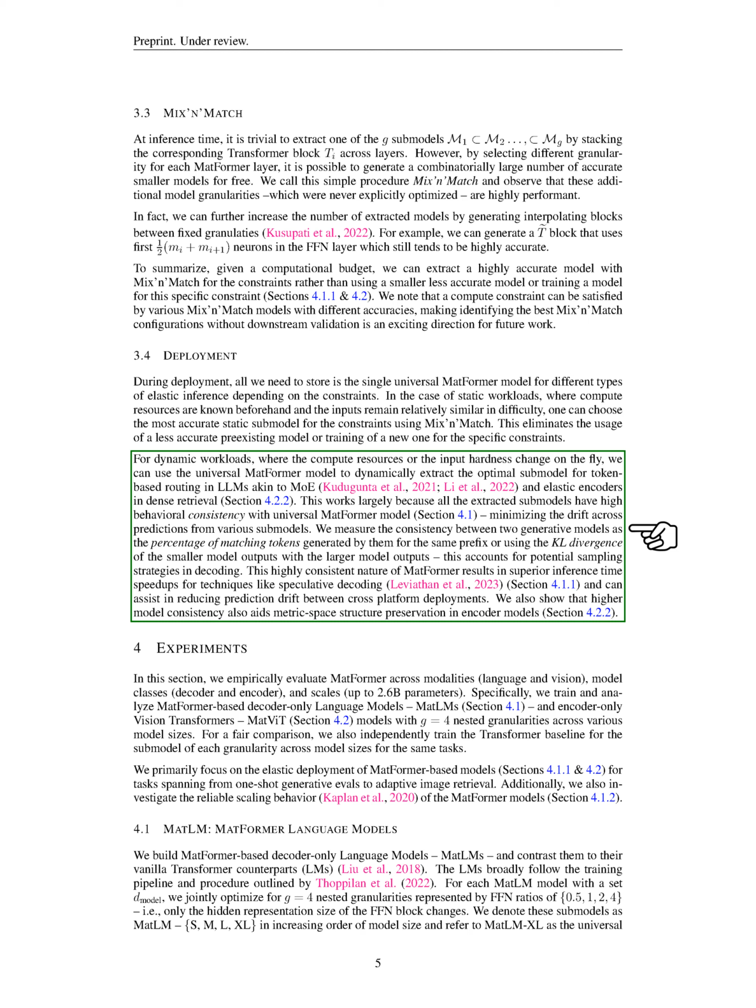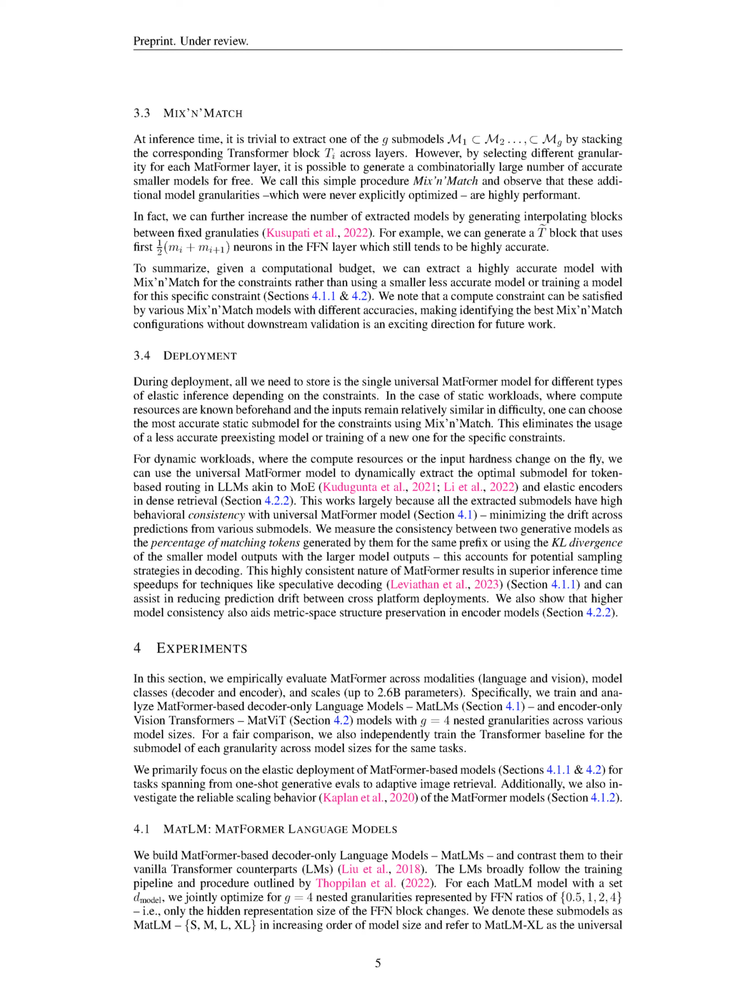This works largely because all the extracted submodels have high behavioral consistency with the universal MatFormer model, minimizing the drift across predictions from various submodels. We measure the consistency between two generative models as the percentage of matching tokens generated by them for the same prefix, or using the KL divergence of the smaller model outputs with the larger model outputs. This highly consistent nature of MatFormer results in superior inference time speedups for techniques like speculative decoding and can assist in reducing prediction drift between cross-platform deployments. We also show that higher model consistency also aids metric space structure preservation in encoder models.